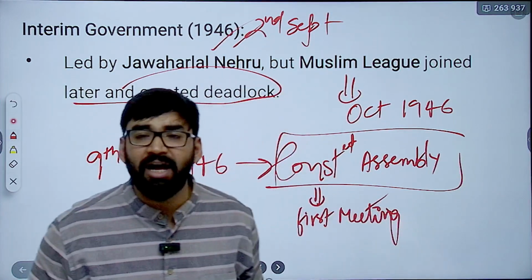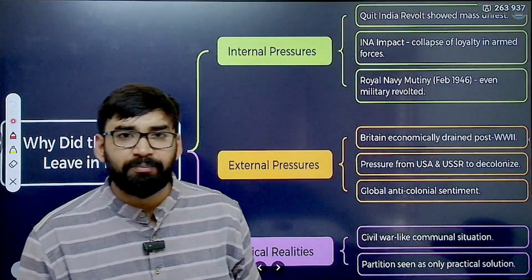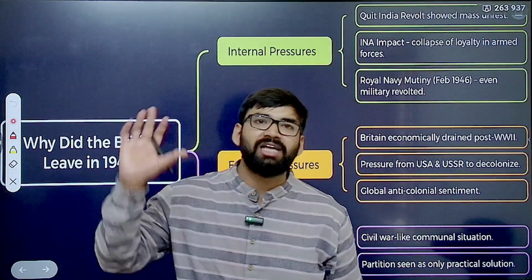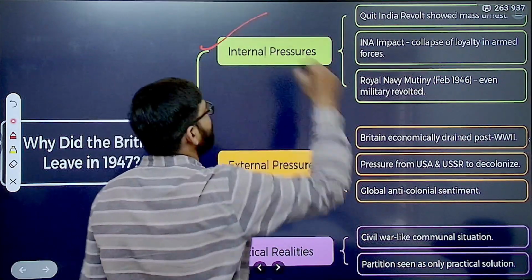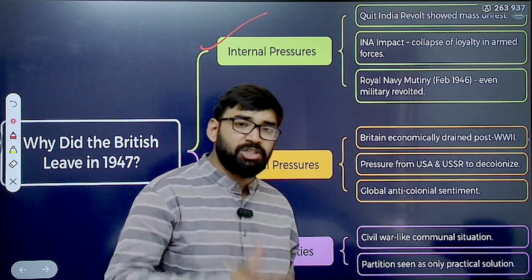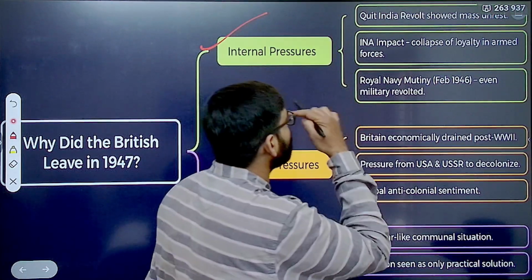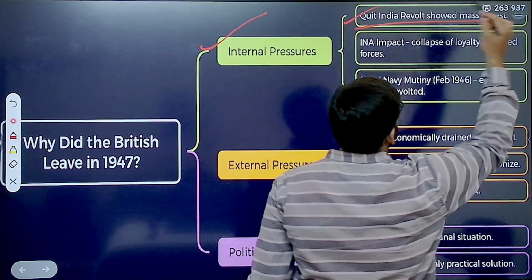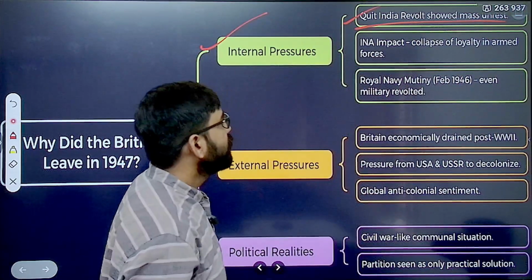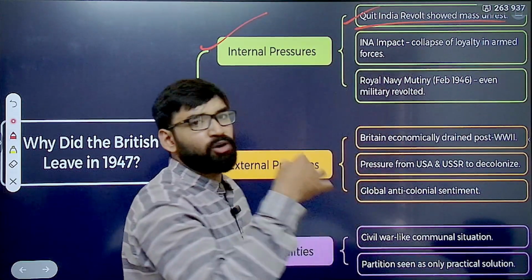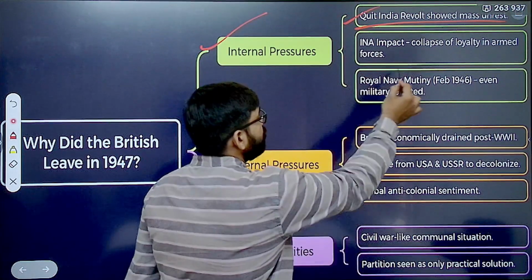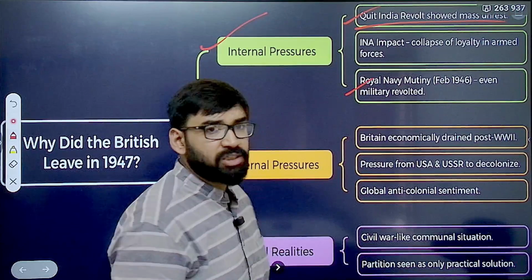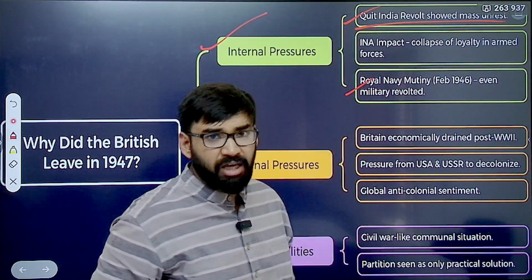Now the question arises, why did the British leave in 1947? UPSC loves this analytical question, so let's break it down. First is internal pressure. Why will the British leave India? Internal pressure: the Quit India Movement or revolt showed mass unrest. INA impact, collapse of loyalty in the armed forces. Then the Royal Navy mutiny in February 1946. Even the military as well as the Navy revolted.